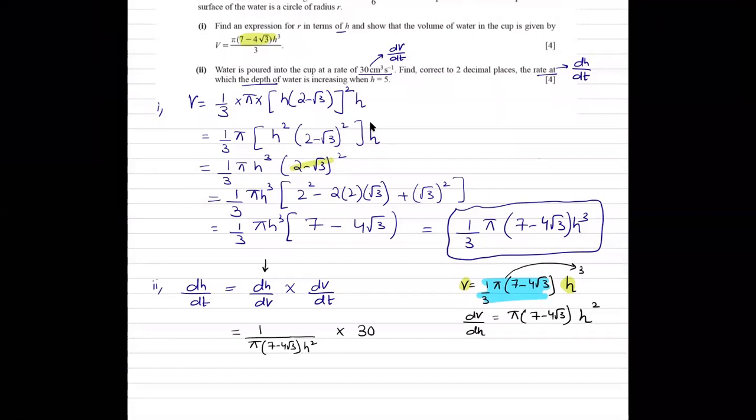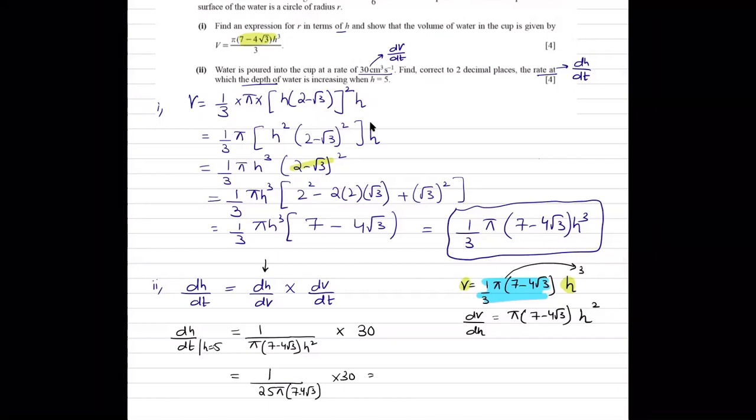The question says find the rate at which the depth is increasing when the height is 5. All you need to plug in is h as 5. So when you plug in h as 5, you're going to get 1 over 25 pi times 7 minus 4 root 3, times 30. Simplify this as much as possible and give me your answer in two decimal places.